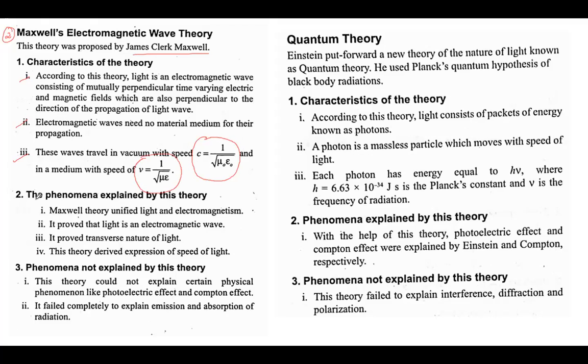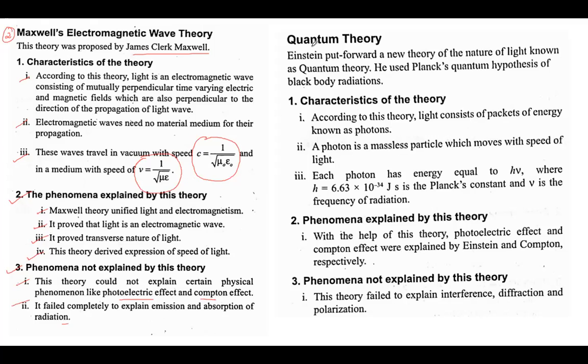Now the phenomena explained by this theory is, Maxwell's theory unified light and electromagnetism. It proved that light is an electromagnetic wave. It proved transverse nature of light, and this theory derived expression of speed of light. Now phenomena not explained by this theory is, this theory could not explain certain physical phenomena like photoelectric effect and Compton effect, and it failed completely to explain emission and absorption of radiation.